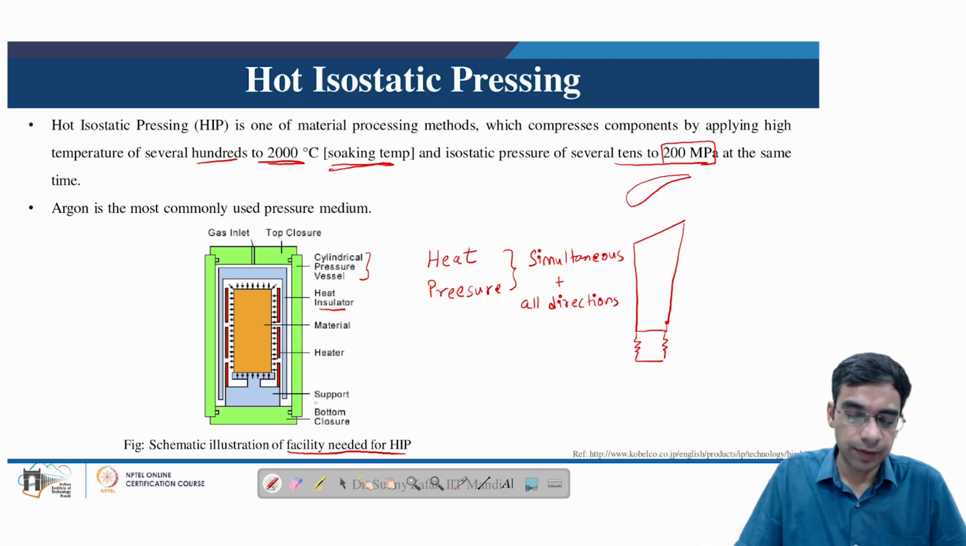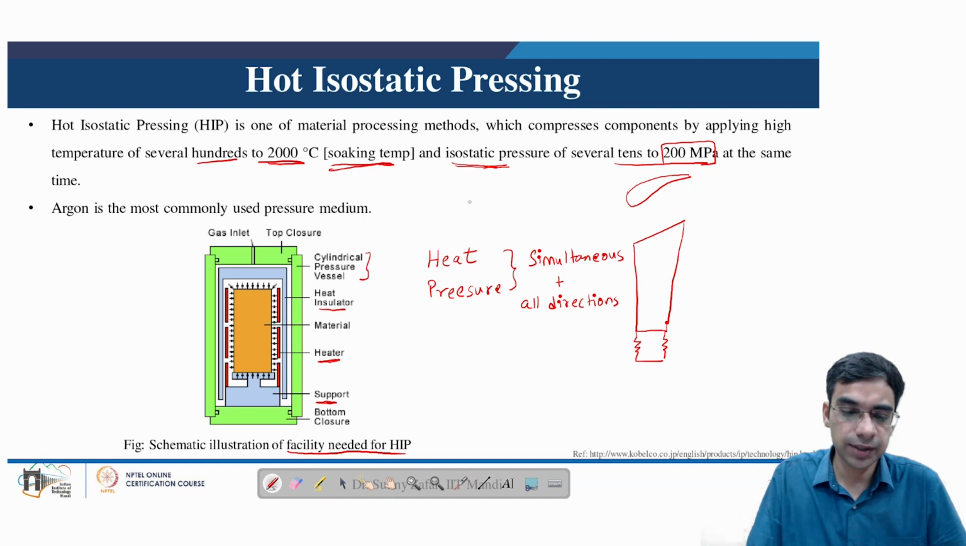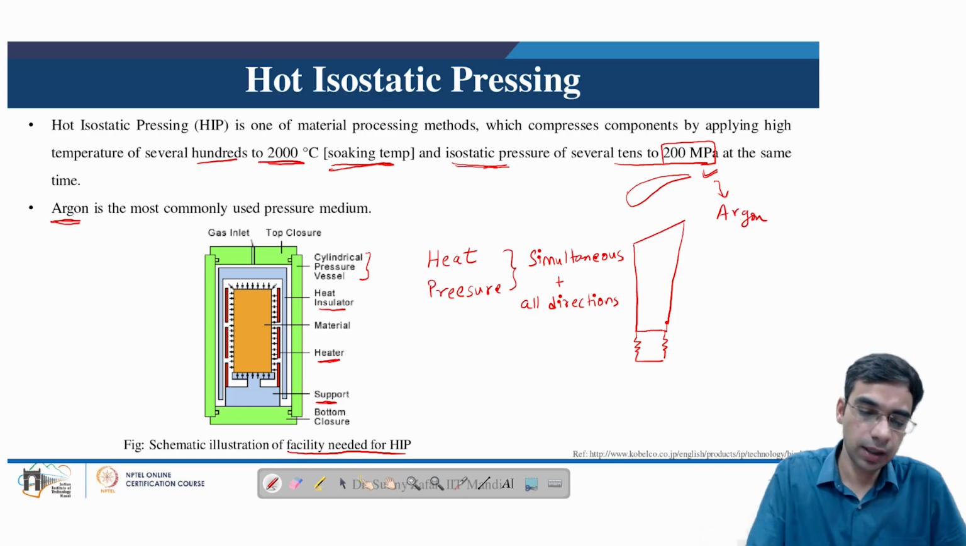Then at the bottom of the furnace we have a support on which the component which has to be subjected to hot isostatic pressing is placed, and then surrounding this component we have several heaters or heating coils which will be heating and providing the required temperature which is needed for hot isostatic pressing. And to apply this isostatic pressure, that is the same pressure from all the sides, which remains constant during the process, this pressure is applied using an inert gas, that is argon. So this pressure of 200 MPa is maintained by the pressure of argon here, and this argon is introduced into the furnace using this gas inlet, and subsequently the material is subjected to hot isostatic pressing.